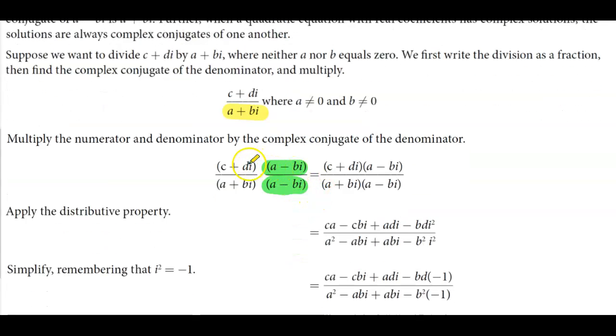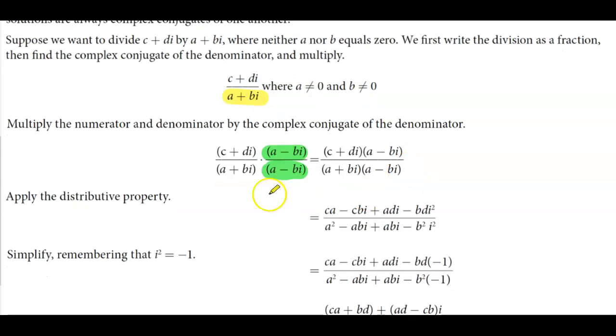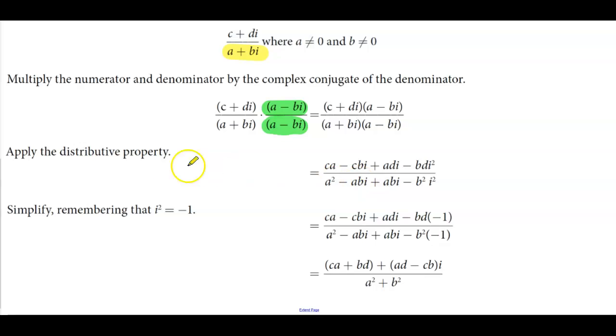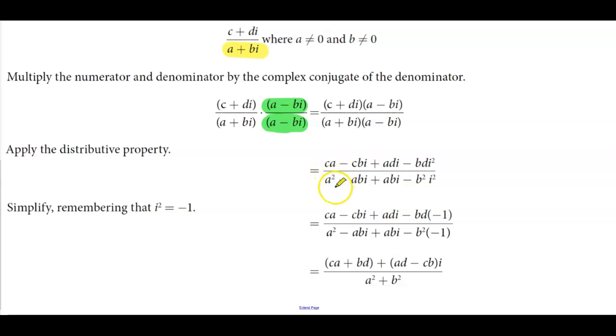So what you're going to do now is multiply the numerators together. So you have c plus di times a minus bi. And then a plus bi times a minus bi. And then we're going to apply the distributive property, or the FOIL method, or the box method to multiply those out. So we get c times a minus cbi plus adi minus bdi squared. And then in the denominator we have a squared minus abi plus abi minus b squared i squared.